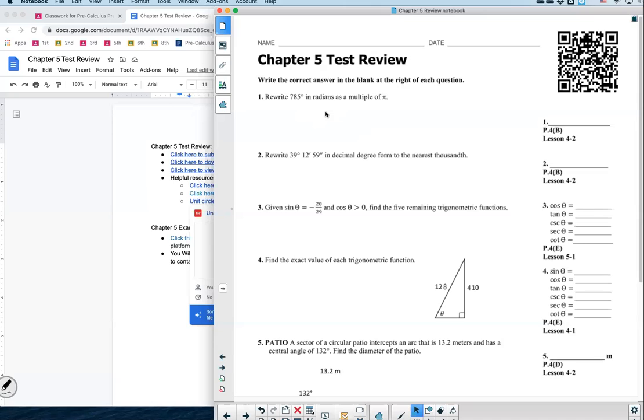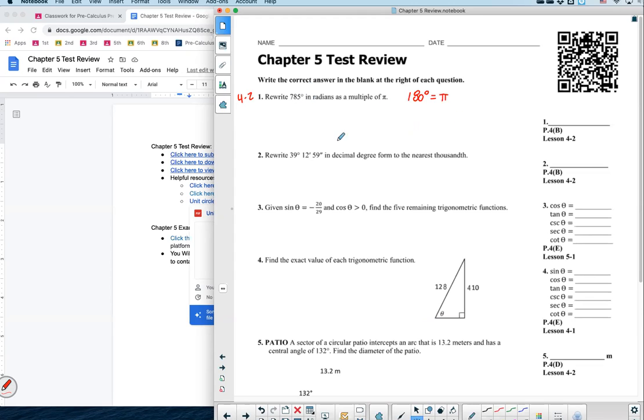All right, so I'm going to start with number 1. Here, when it talks about converting degrees to radians, what you need to remember is that 180 degrees is equivalent to 1 pi. Now, if you want to get this more in detail, this is from lesson 4.2. So I'll put the lesson over here. This is from lesson 4.2. And we learned that 180 degrees was equal to 1 pi.